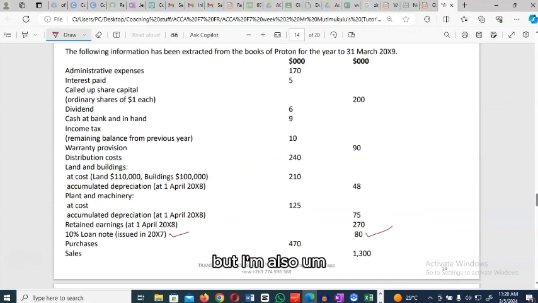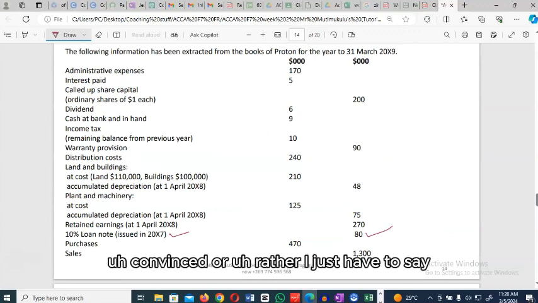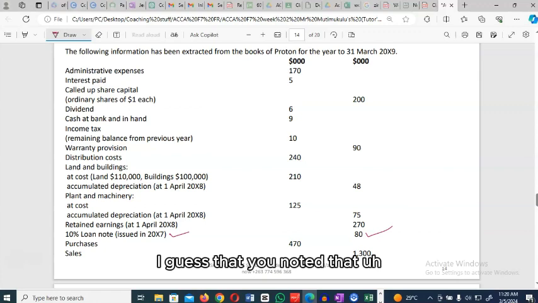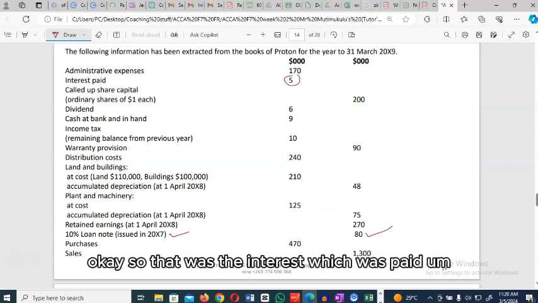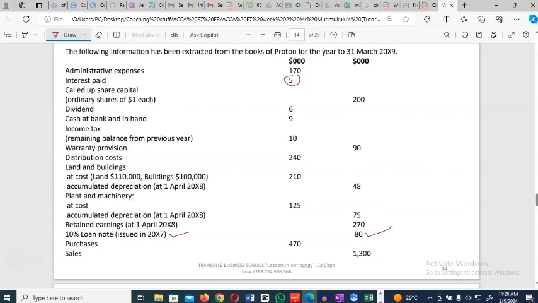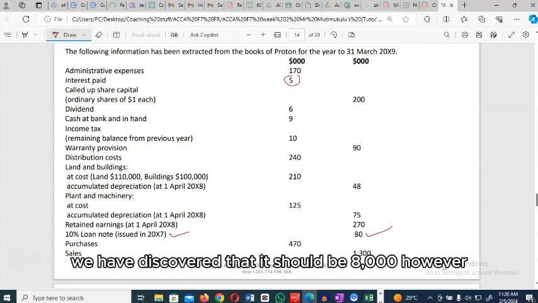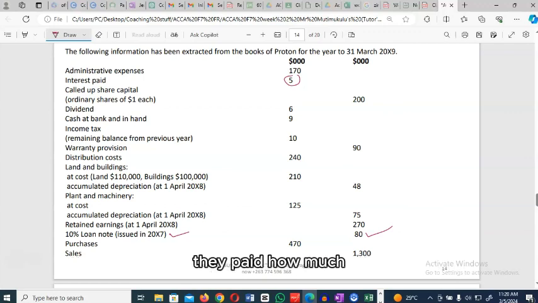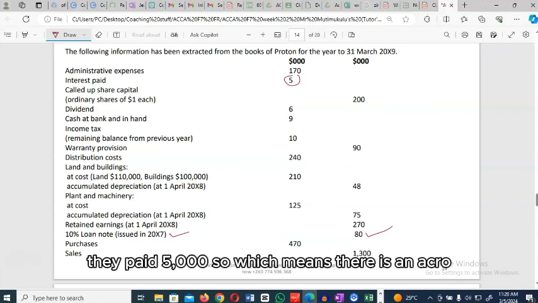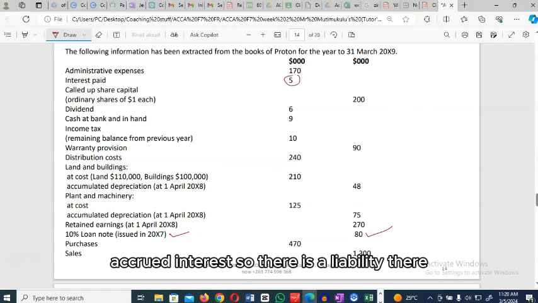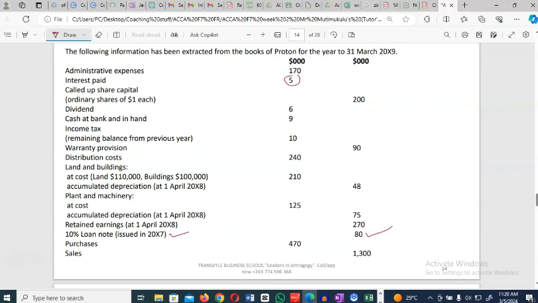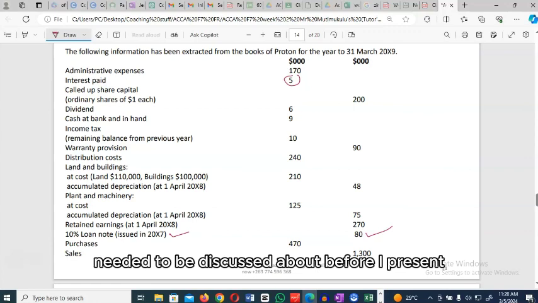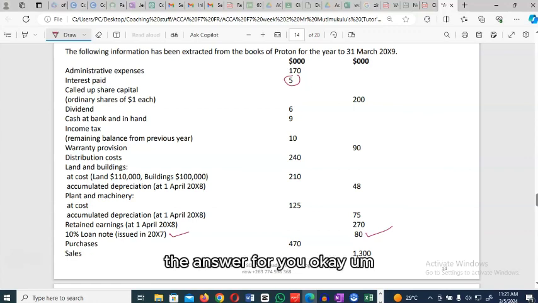But you also noted the interest which was paid. In total, we have discovered that the interest should be 8,000. However, they paid only 5,000. So there is an accrued interest, which is a liability, a current liability, which we need to take care of. Those are the figures I thought needed to be discussed before I present the answer for you.